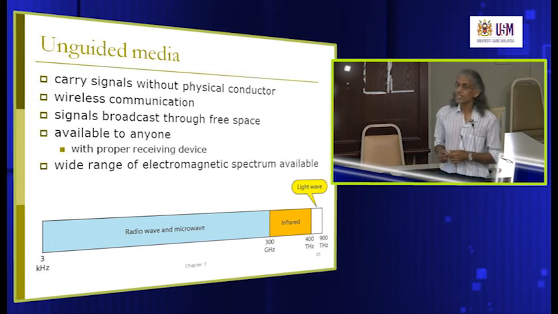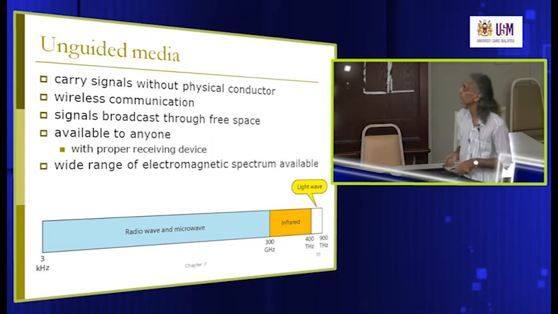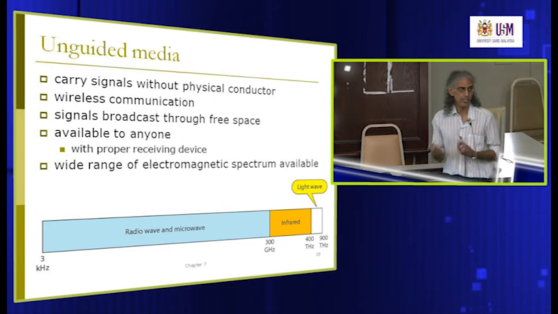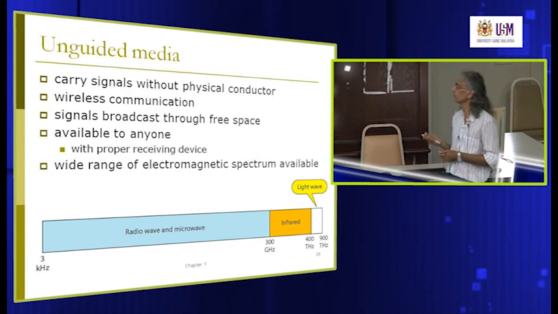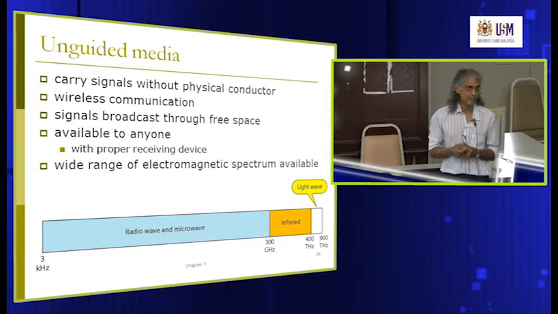Then the second part is the unguided. Unguided, as compared to guided, basically means that the transmission media do not control your signals. It does not restrict your signals within anything. Your signals are free to travel in any direction, in any way they want. That's what is meant by unguided. So there's no physical conductor. This basically is wireless communication. Signals are broadcast through free space, available to anyone, as long as you have proper receiving equipment.